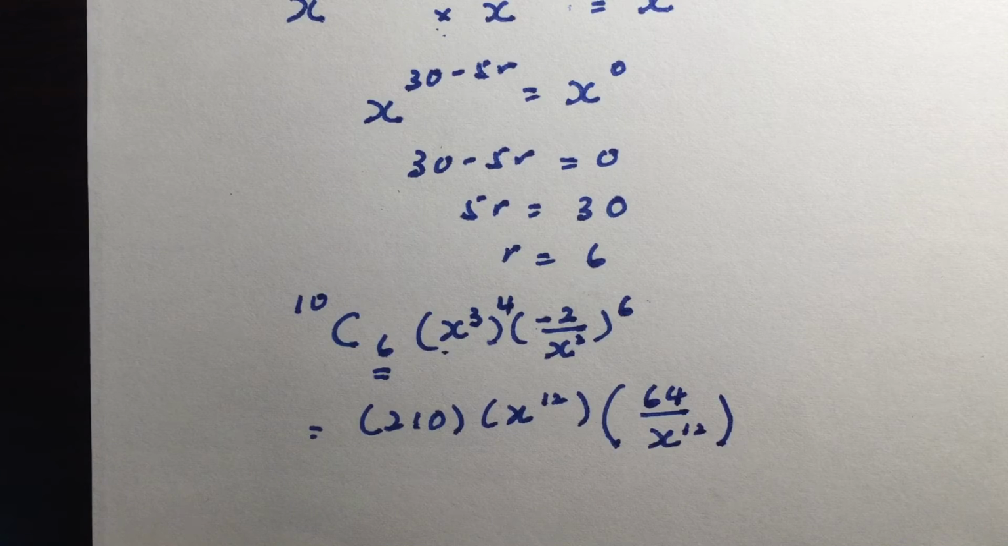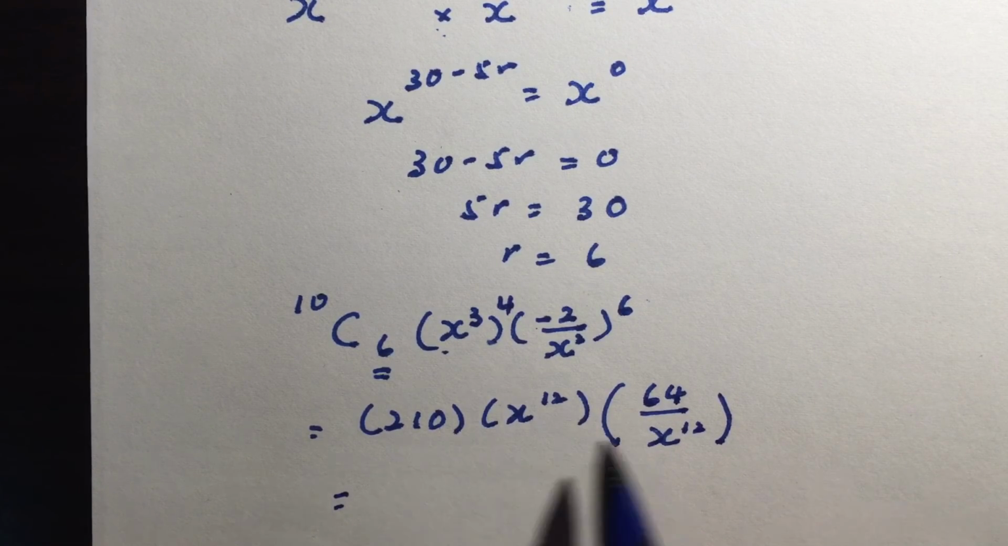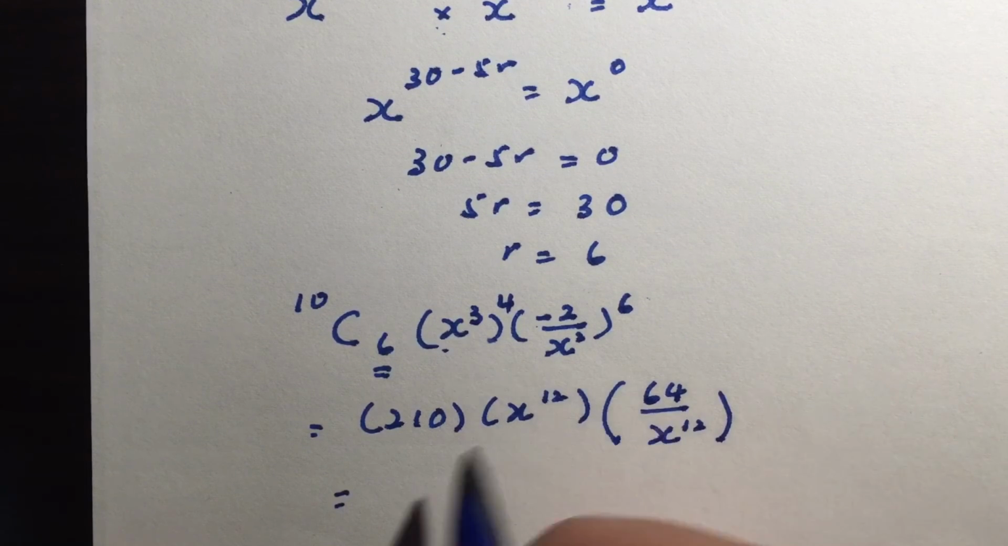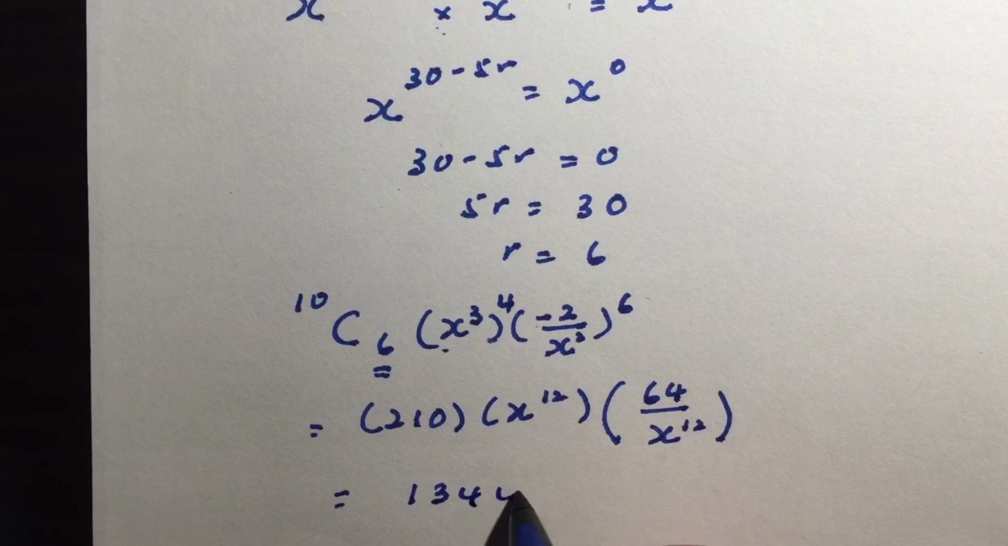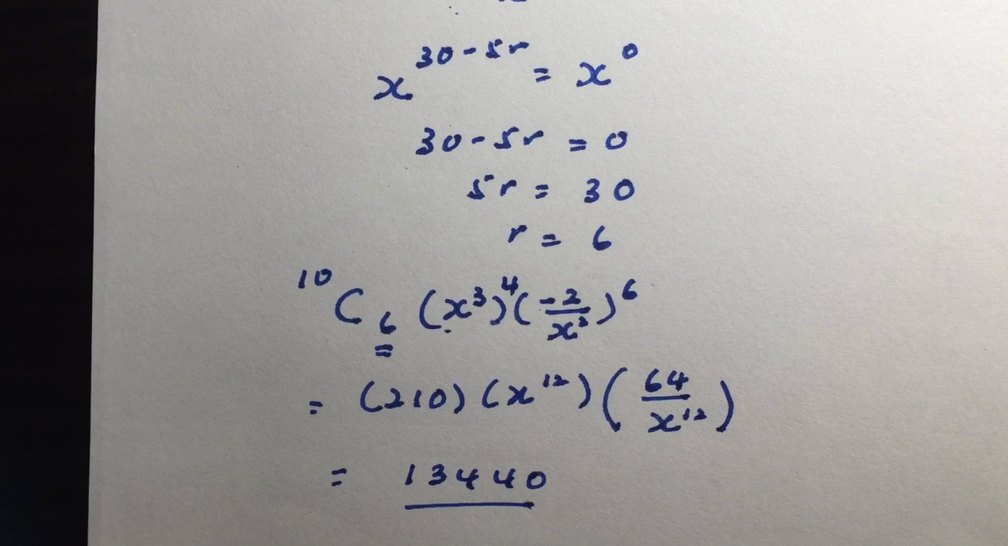So that's what we mean by independent of x. Alright? And the only two things that you have left are 210 and 64. So you multiply these two, you get 13440, and this will be your answer. It's a term that doesn't have x, it's independent, also known as a constant term.